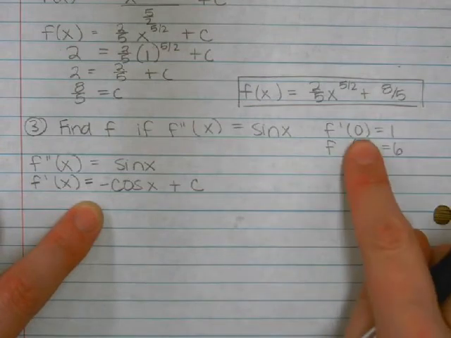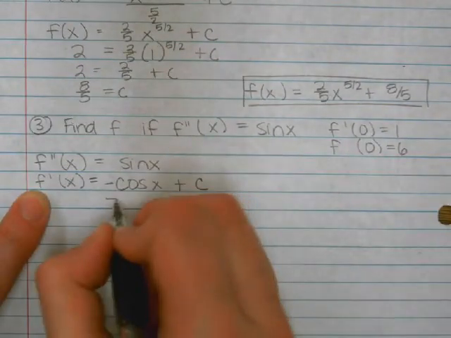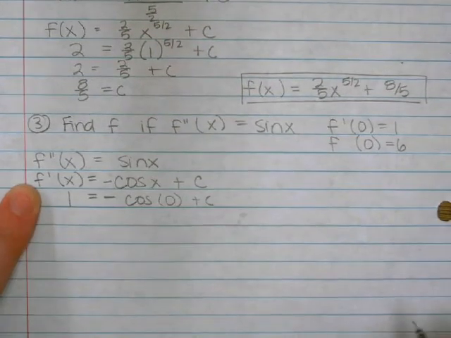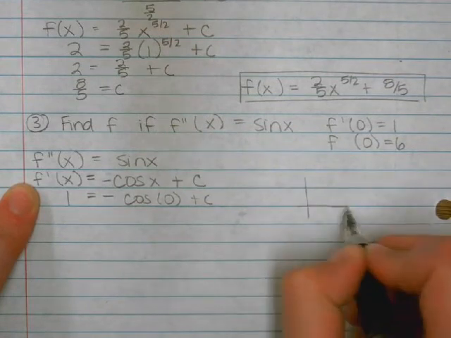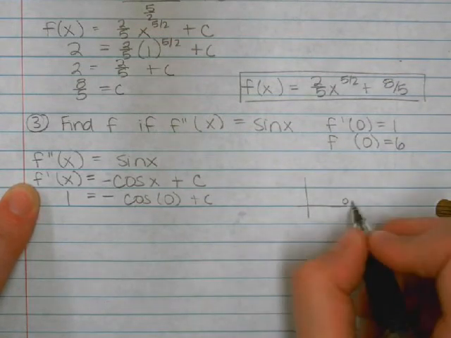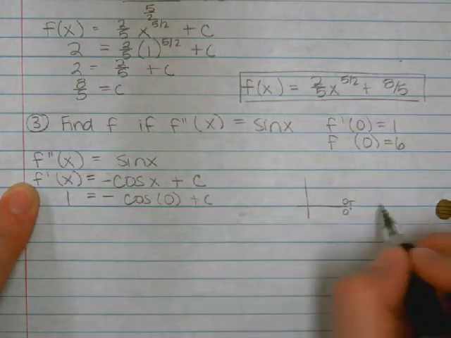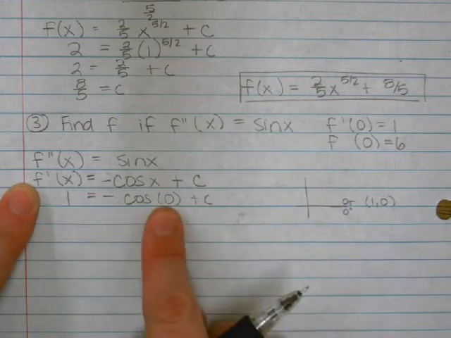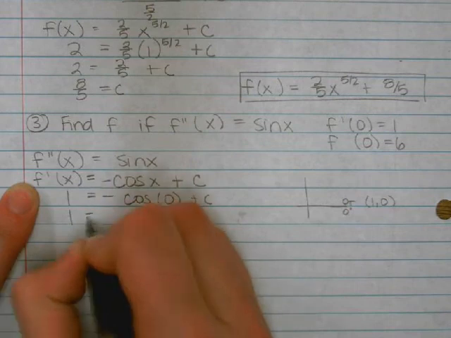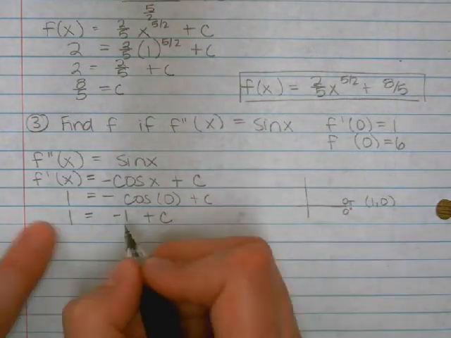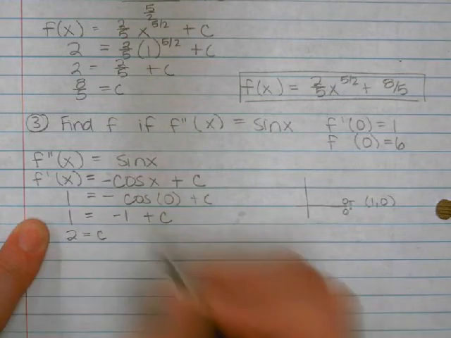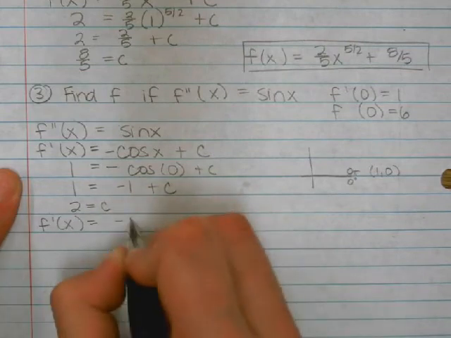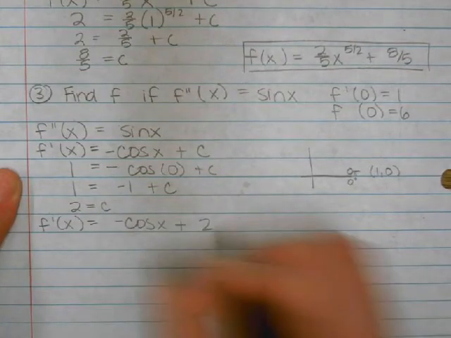And then they gave us a point to use. So I'm going to plug in 0, and I know that it's going to equal 1 when I do that. If I consider my unit circle, 0 pi radians, or 0 degrees, is right there on the unit circle, and that point was 1, 0. So cos evaluated at 0 is the x-coordinate. That's 1. So 1 equals negative 1 plus c. And so I can add the 1 over: 2 equals c. So that means that my first derivative is really negative cos x plus 2.